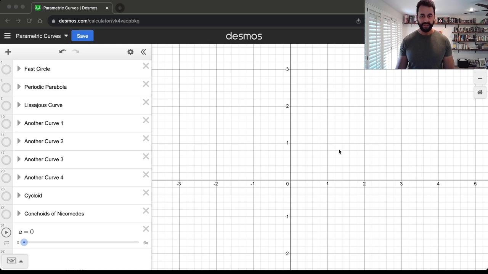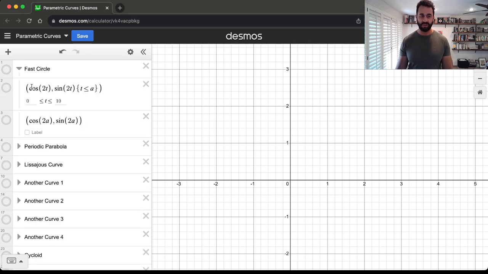Cool. Okay, so the first one we're going to look at is the fast circle. So the fast circle is the one we just saw. Remember, the parametric equations were cosine 2t and sine 2t. This little bit over here just tells us where to stop drawing the curve. I've got some extra code in here. This is actually just the actual point. So don't pay too much attention to this piece. This just labels the point. So here we go. Here's the fast circle.